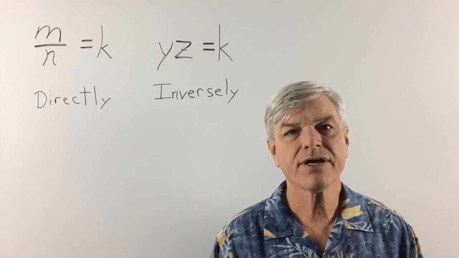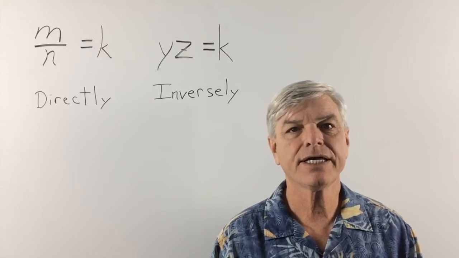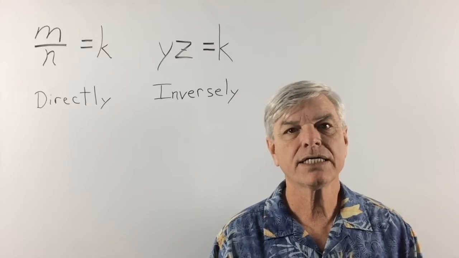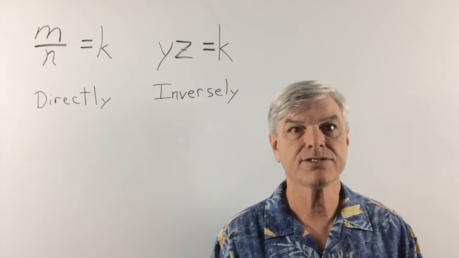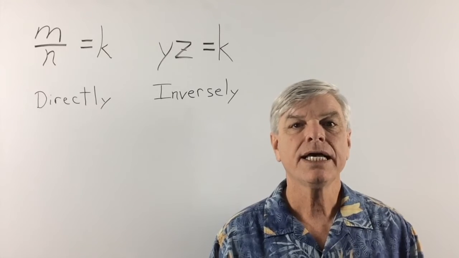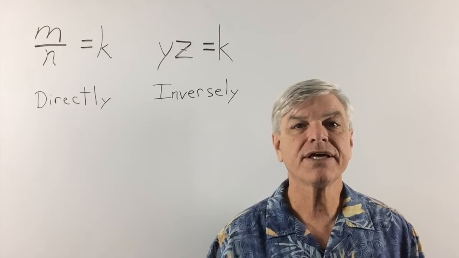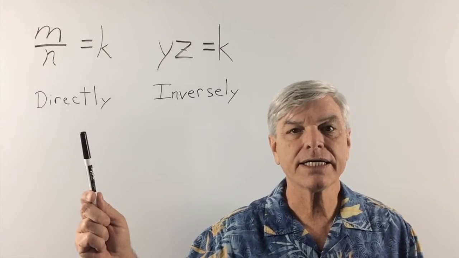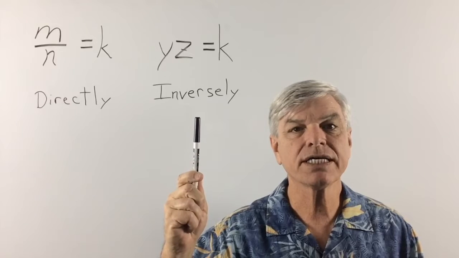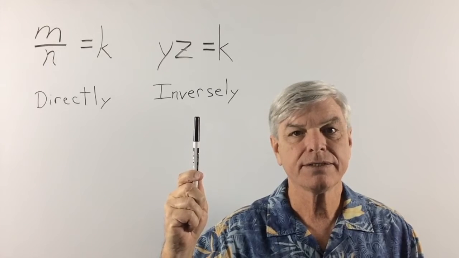Today we're going to be studying variations within linear equations. Proportionality is the relationship of one variable to another. Now we have two kinds of variations that we're going to be concerned with. There are several kinds of variations, but what we're going to be concerned with is variables that vary directly and variables that vary inversely or indirectly.